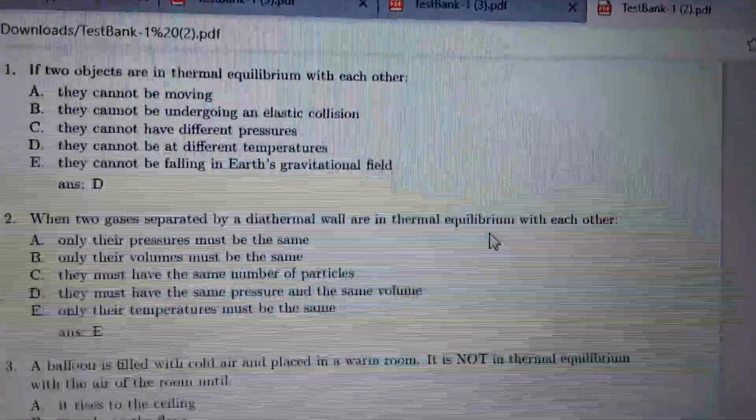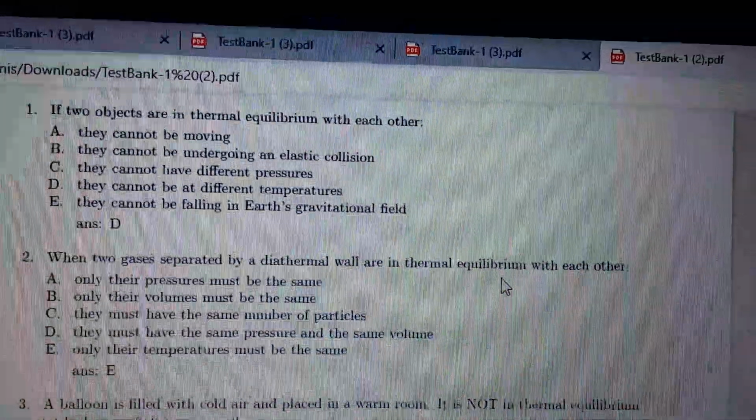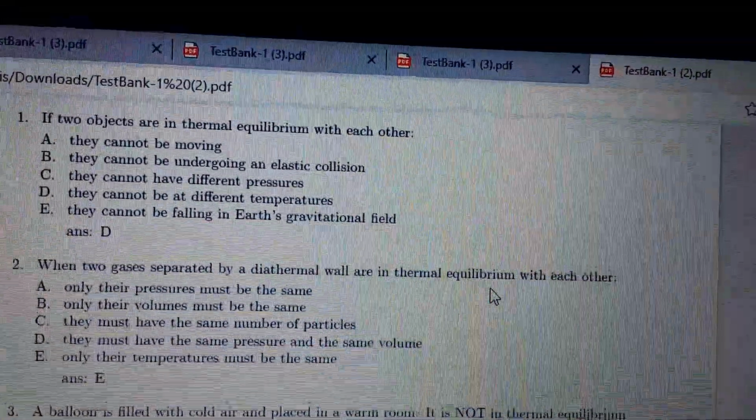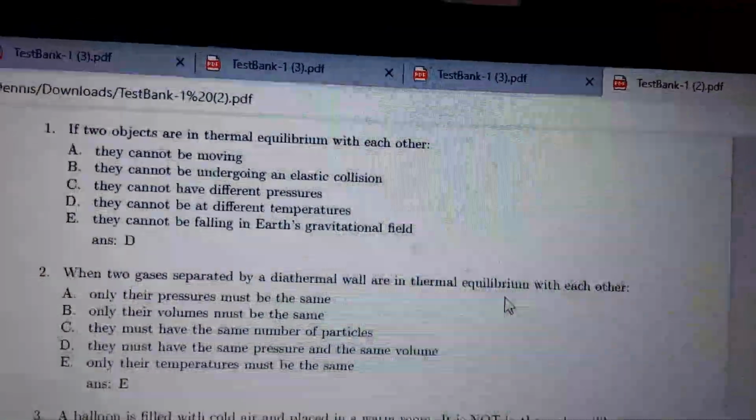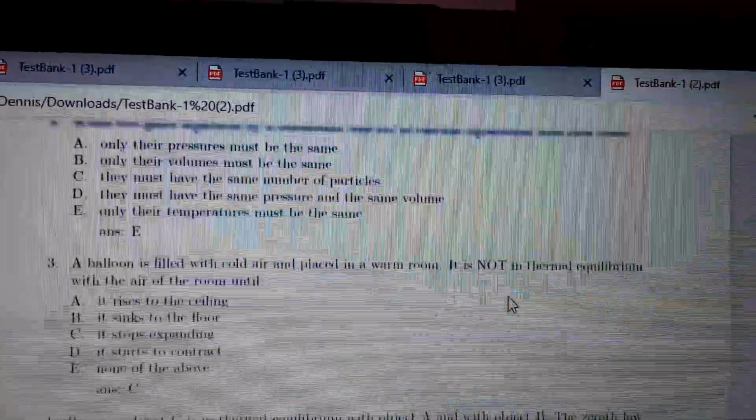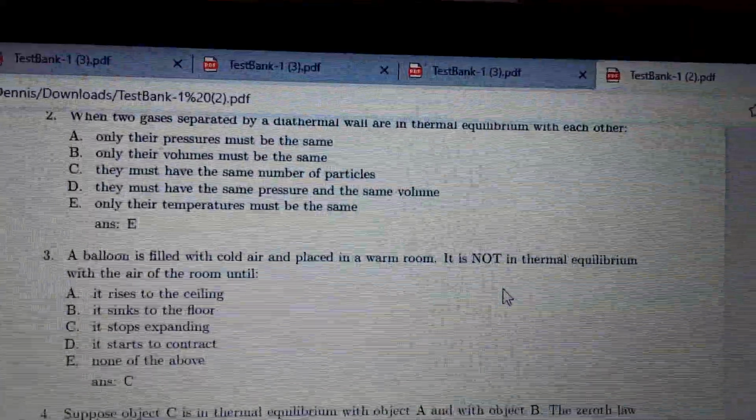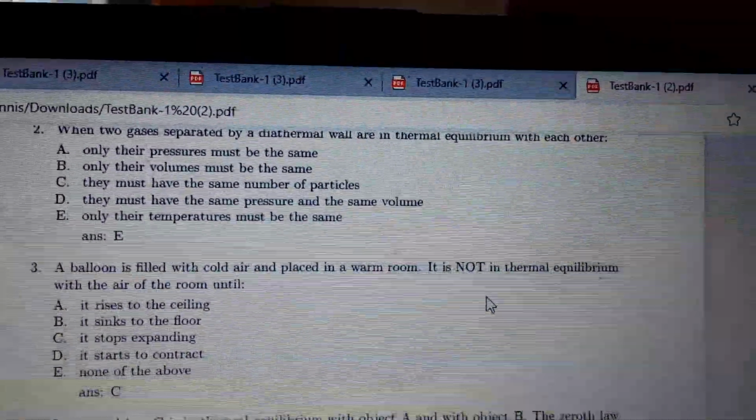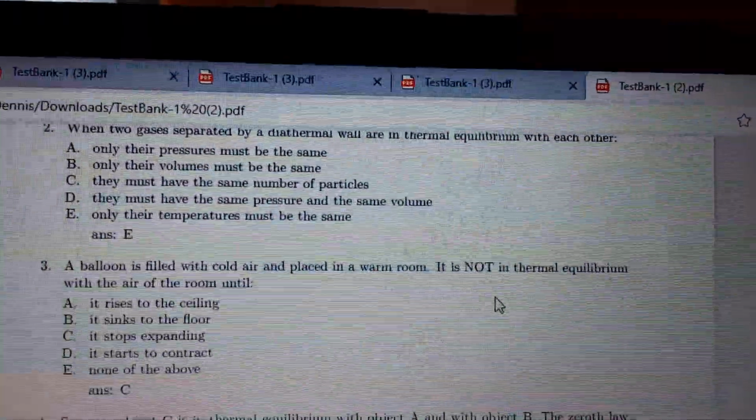When two gases separated by a thermal wall are in thermal equilibrium with each other, only their temperatures must be the same. A balloon is filled with cold air and placed in a warm room. It is not in thermal equilibrium with the air of the room until it stops expanding. It stops expanding. That's C.